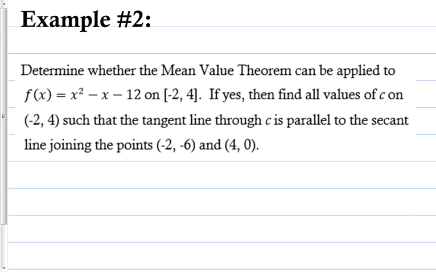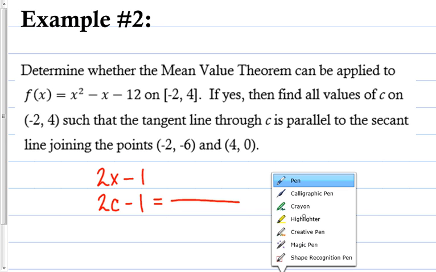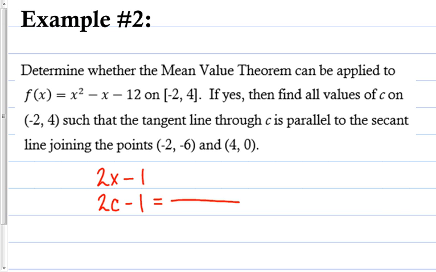Okay, so we need the derivative. So this time I'm not going to do all the pieces. I'm just going to go ahead and derive. So 2x minus 1, right? So I'm going to go ahead and write 2c minus 1, and that should equal, and then I'm doing the good old-fashioned slope. So let's see. My endpoints, right? Here's my interval, or you can use -2, 4, it doesn't matter. They're still the same numbers.